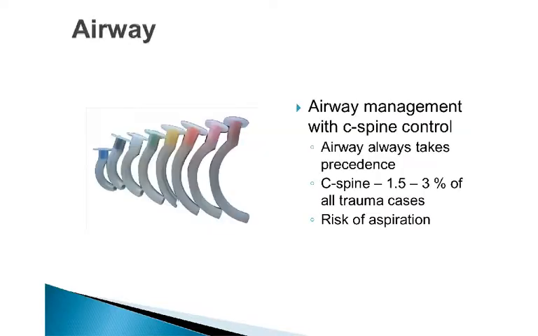So looking at airway in a bit more detail, we're referring to airway management with C-spine control. Airway always takes precedence in a trauma, because without an airway you would be dead. And of course, if we're performing any airway manoeuvres, we must be sure to protect the C-spine as well, because C-spine trauma can occur in 1.5 to 3% of all trauma cases, and it can lead to permanent disability. There's also a risk of aspiration, so early intubation may be necessary, and antiemetics such as Maxolon given to prevent any aspiration in a trauma situation.